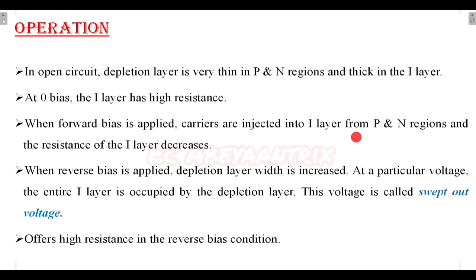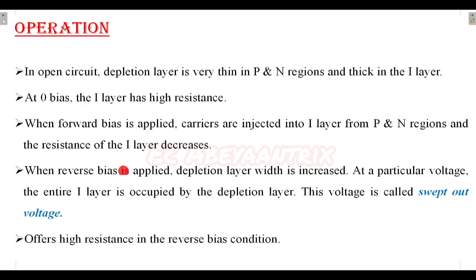So carriers are injected into the I layer from the P and N regions. Coming to the P type region, holes are injected into the I layer, and in the N type region, electrons are injected into the I layer. As a result, the charges flow across the I layer, and the I layer's resistance starts decreasing, which means the conductivity starts increasing gradually in forward bias operation. Same diagram, same VI characteristic as in a PN junction diode.